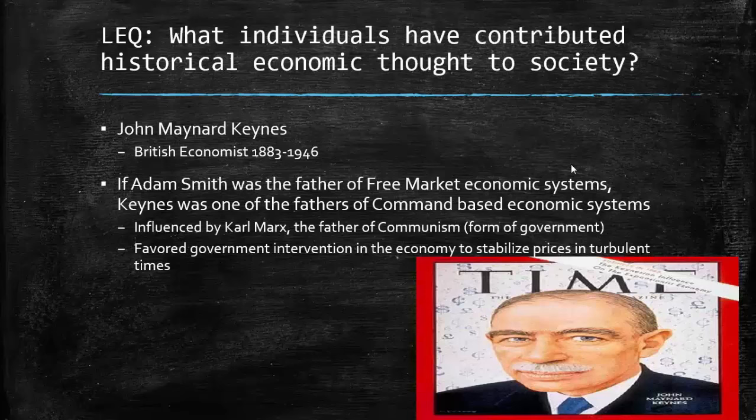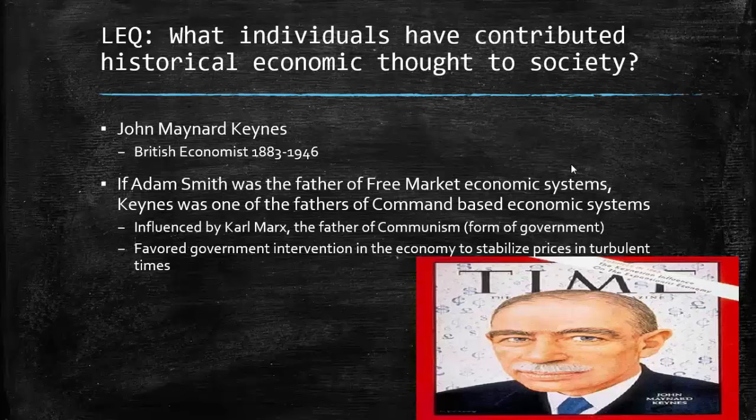You could have a democratically elected government be a command economy. So here's what I mean, guys. This guy, John Maynard Keynes, was influenced by Karl Marx, who is the father of communism. And once again, communism is a form of government. It is not a form of economic system. Let me say that again. This is probably going to be a question you need to know. Communism is a form of government. You are going to learn about it in your government class. It is not an economic system, okay?